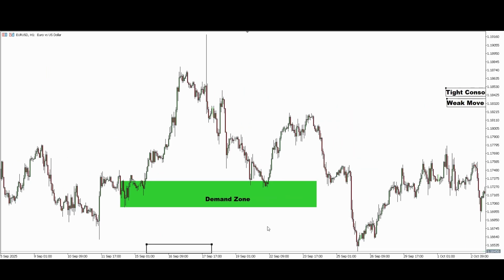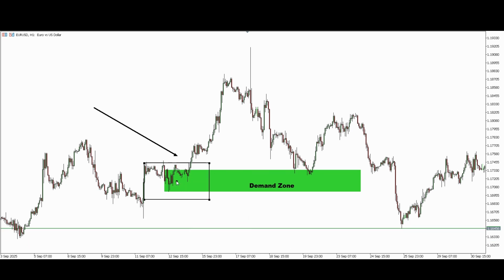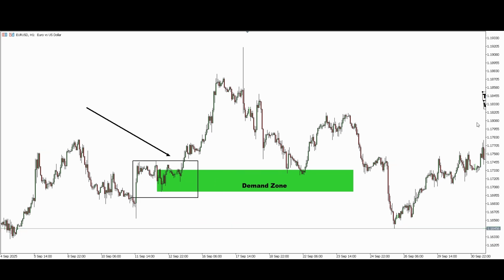Let's focus on the first demand zone on the left. Price drops into the area, and what do we see? A period of sideways accumulation. The candlesticks compress and trade in a tight range. This is the market digesting the remaining supply.